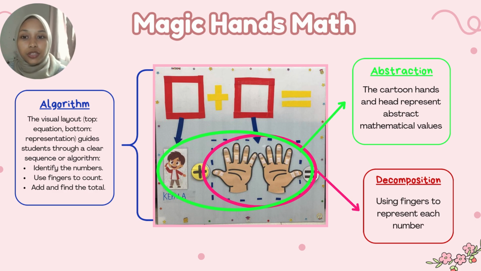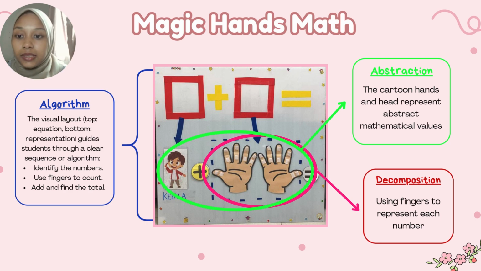Based on the previous video that showed how to play this Magic Hands Mat, there are three elements of computational thinking that I apply in this activity. The first one is abstraction. The abstraction is shown when the cartoon's hands and head represent abstract mathematical values. The second one is decomposition, which we can see when we use fingers to represent each number. At the second right box, there is an arrow showing the finger. So we use the finger instead of using the number only.